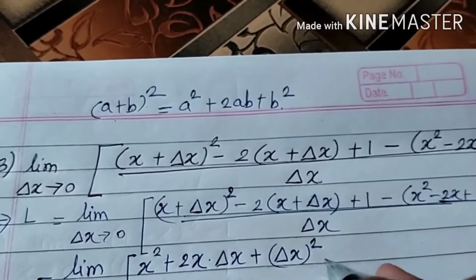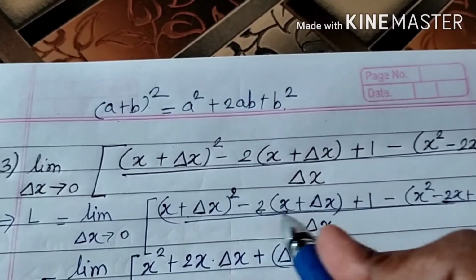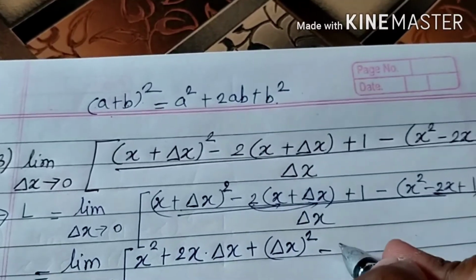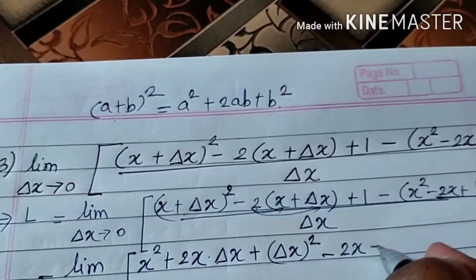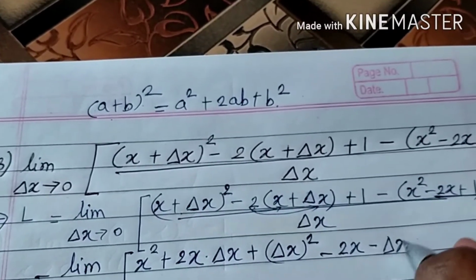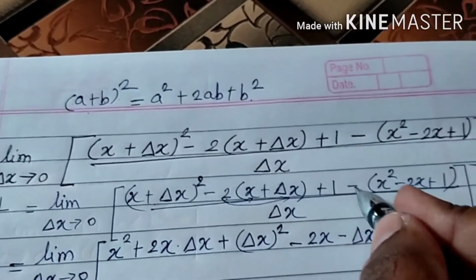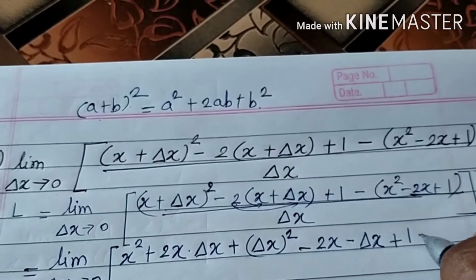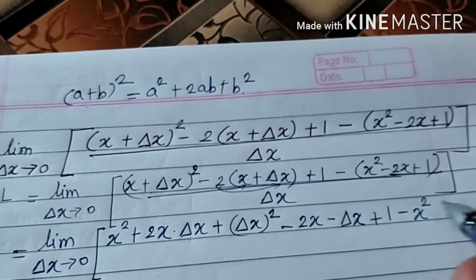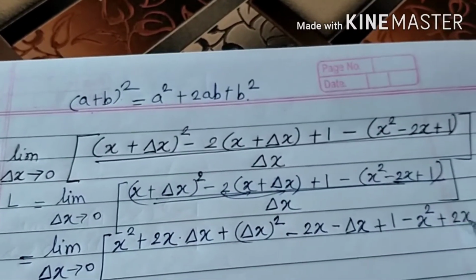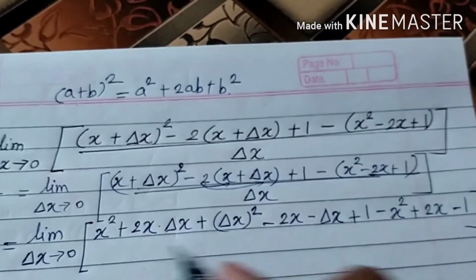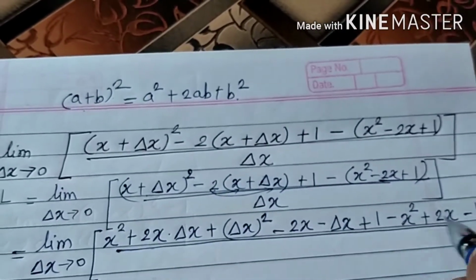Okay. Now multiply this minus 2 in this bracket. So it is minus 2x and this is minus 2 delta x, plus 1 as it is, and multiply by minus sign. So the sign will be changed: minus x square plus 2x minus 1. Okay. And this is your delta x.